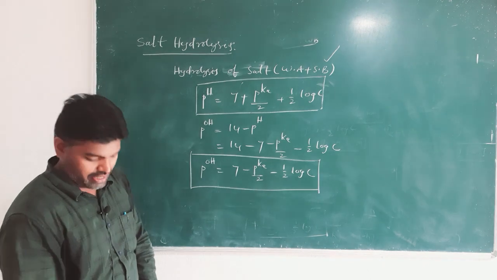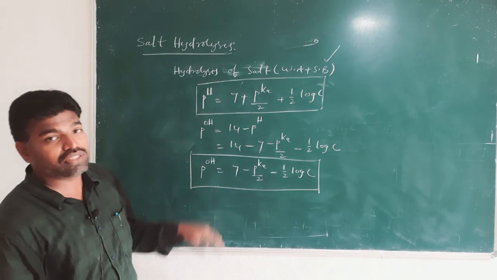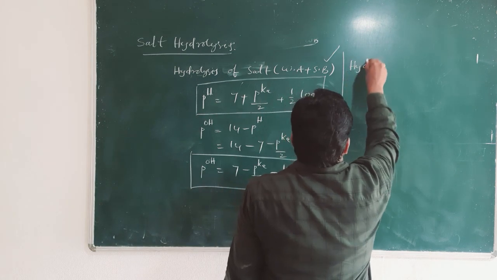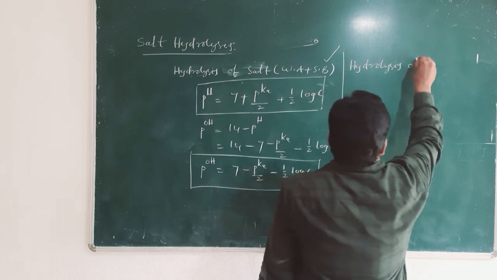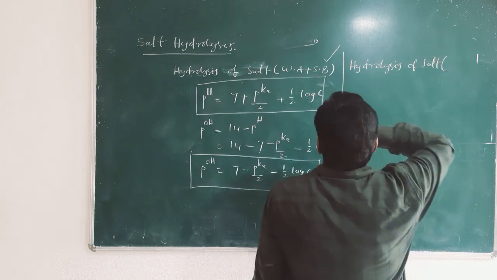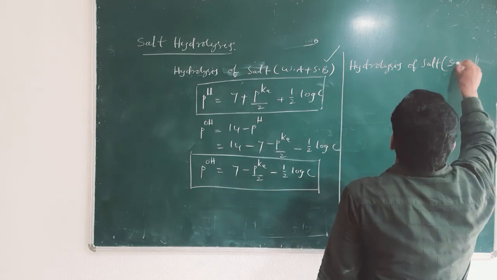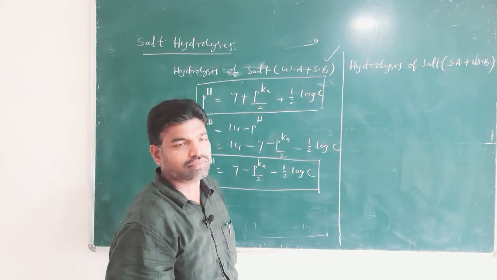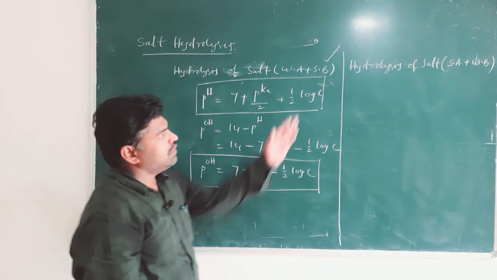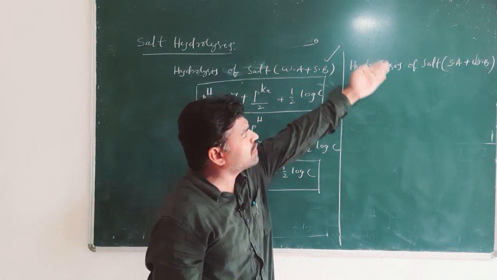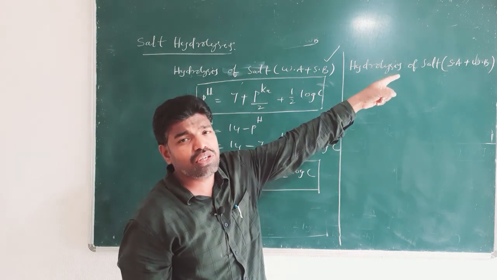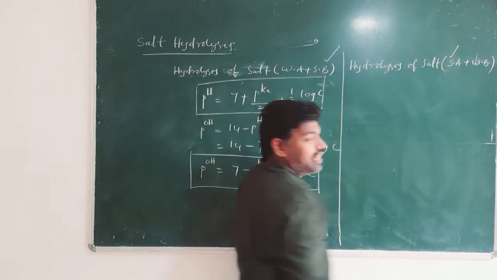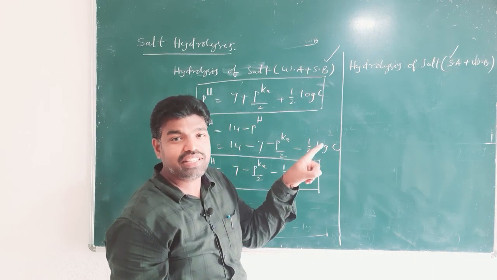Now, I shall explain the hydrolysis of salt derived from strong acid and weak base. What happens when we add water to salt derived from strong acid and weak base? The resulting solution nature is acidic, because the acid is strong. So, nature of the resulting solution is acidic.